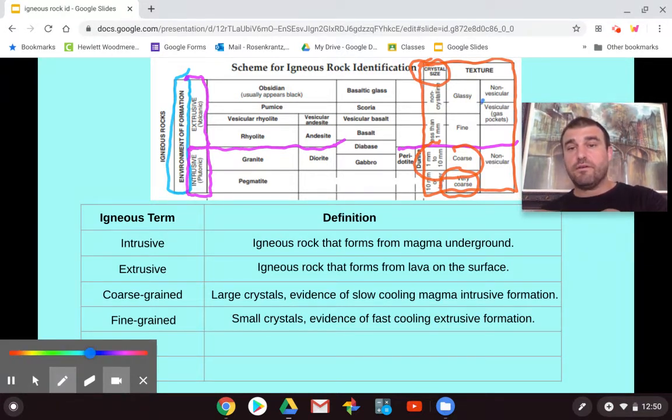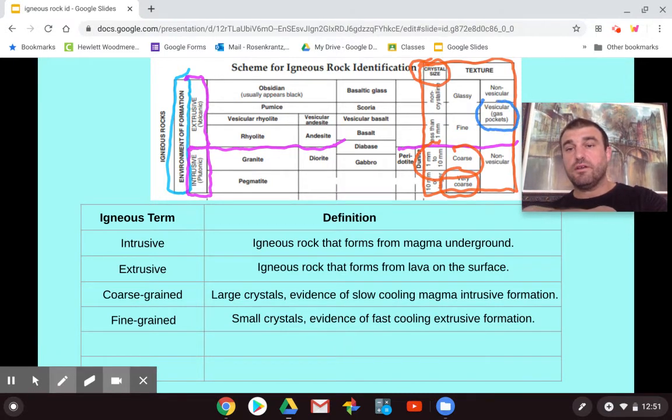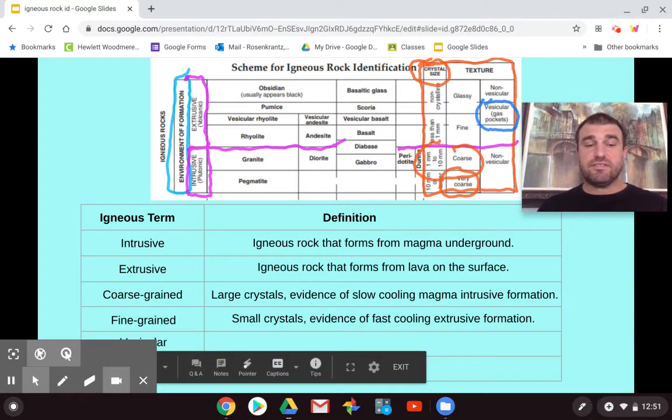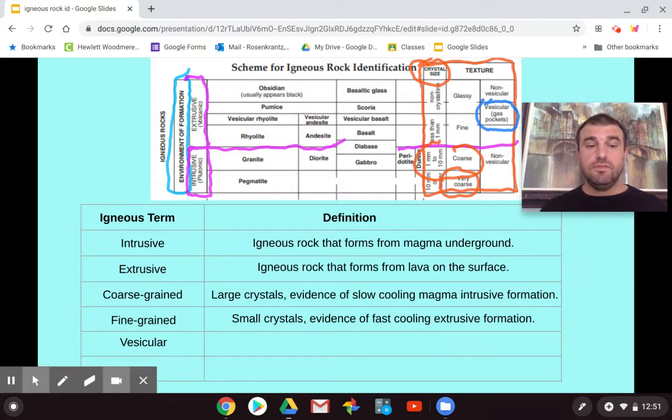Right here is called vesicular. In parentheses, it's telling you what vesicular means: gas pockets. If you found a rock with lots of trapped gases, we refer to that as a vesicular texture. That rock is strong evidence of a volcanic eruption, because for a rock to have lots of trapped air pockets, the lava had to bubble. And what would make the lava bubble is a release of pressure.